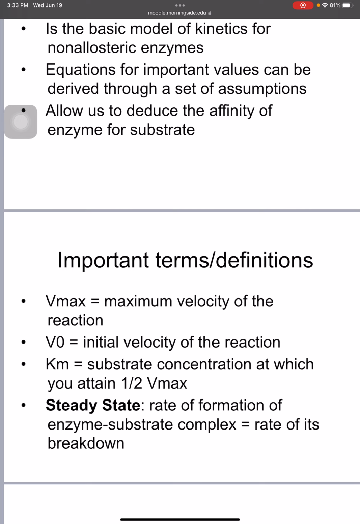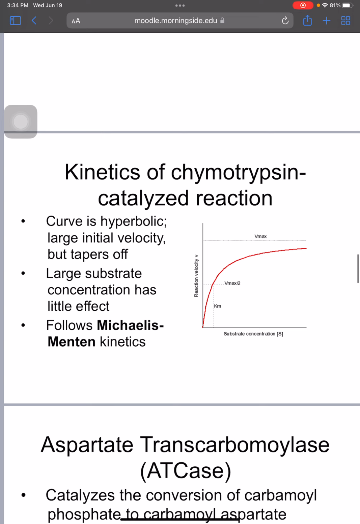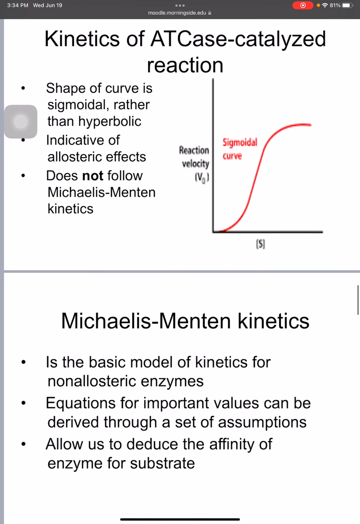V naught, or V sub 0, that's what we see in the second bullet point. That 0 should be a subscript, but it didn't take for some reason. That is the initial velocity of the reaction. What is the reaction immediately after you add everything into the system? Km, that is defined as the substrate concentration at which we attain 1/2 of our Vmax. Right? So you can see over here in this graph, it's got this sort of measure with the dotted line. When we get to about what our halfway point is on the y-axis as far as reaction velocity, that's half of our Vmax, we can correlate that with the spot on the x-axis, and that'll tell us what our substrate concentration is at that particular point.